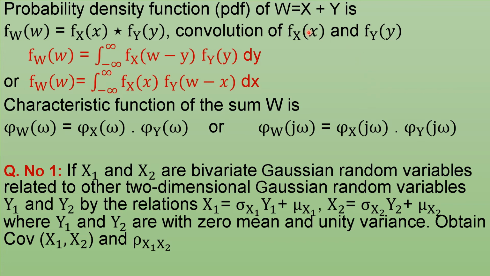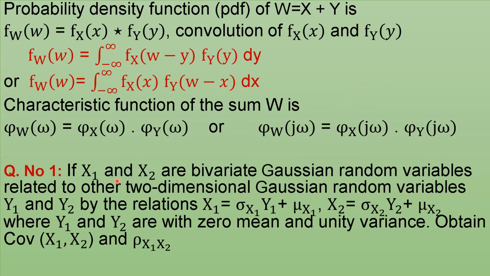So the characteristic function of the sum W will be the product of the characteristic functions of the two random variables. Remember this. Remember the formula to find the probability density function of the sum and also the characteristic function of the sum, when W is the sum of two independent random variables.